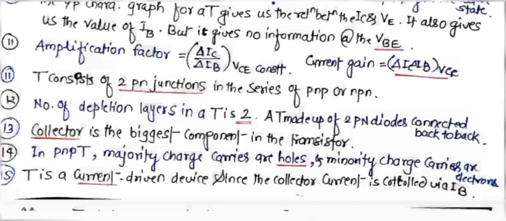Transistor consists of two PN junctions in series, PNP and NPN. Number of depletion layers in a transistor is 2. A transistor is made up of two PN diodes connected back to back. Collector is the big component in the transistor. In PNP transistor, majority charge carriers are holes and minority charge carriers are electrons. Transistor is a current driven device since the collector current is controlled via base current.